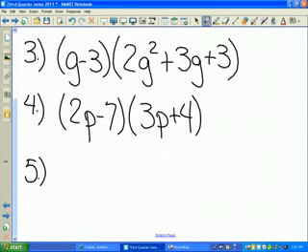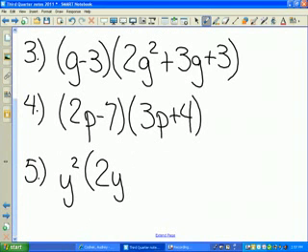And lastly was y squared times 2y cubed minus 7. Okay.